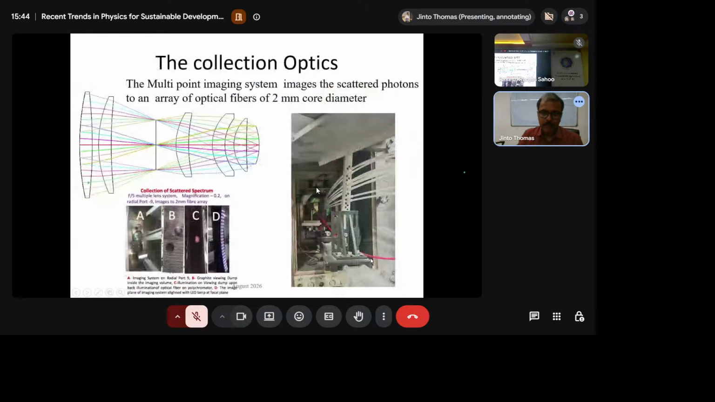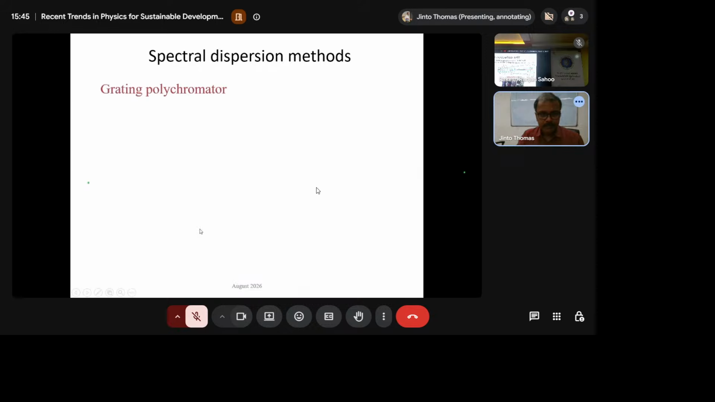Now the most important thing is that you have a very small number of photons, but you need to collect them. So there is a very dedicated imaging system designed and fabricated for that, which is kept on the tokamak. From the output, there is an array of optical fibers. These optical fibers are pretty large, 2 mm core diameter, so you cannot even bend them. These fibers are used to guide the light from the tokamak to the lab for spectral dispersion and detection. So these are the inside arrangements there.